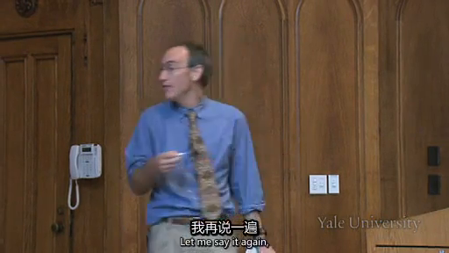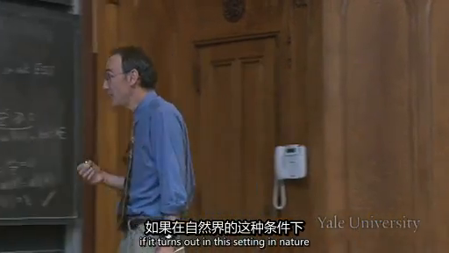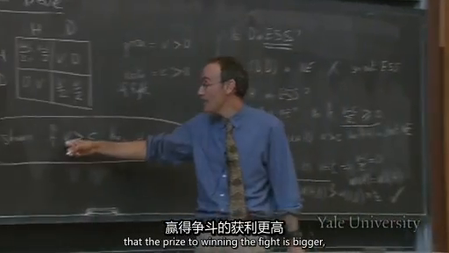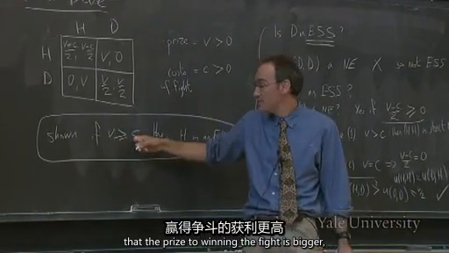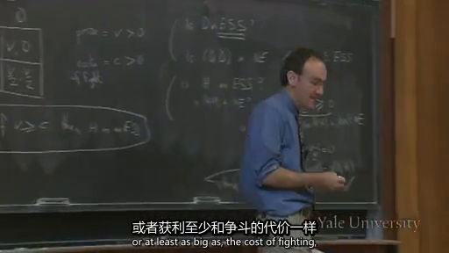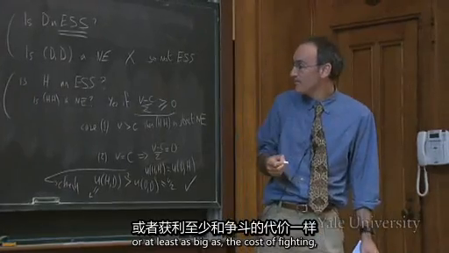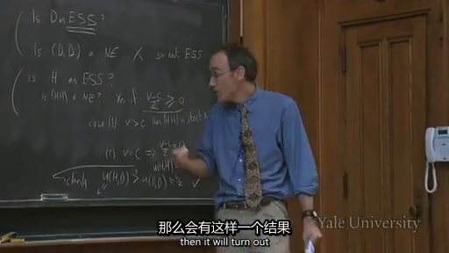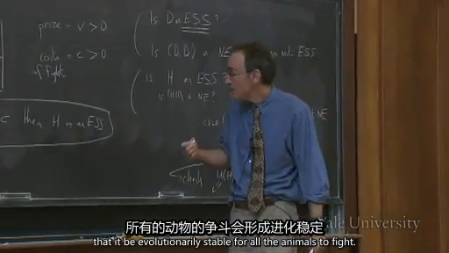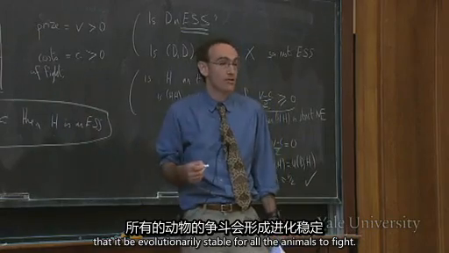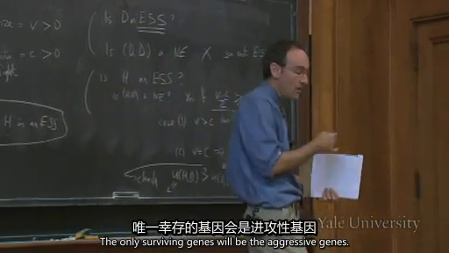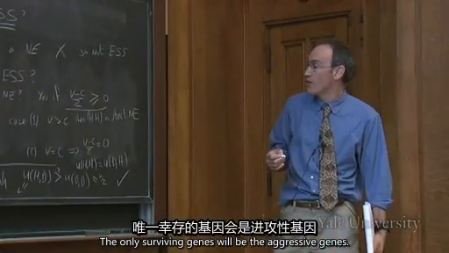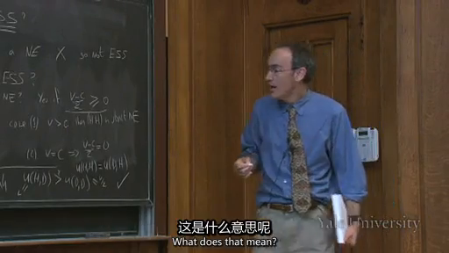Let me say it again. If it turns out in this setting in nature that the prize to winning the fight is at least as big as the cost of fighting, then it will be evolutionarily stable for all the animals to fight. The only surviving genes will be the aggressive genes. All right? And what does that mean?